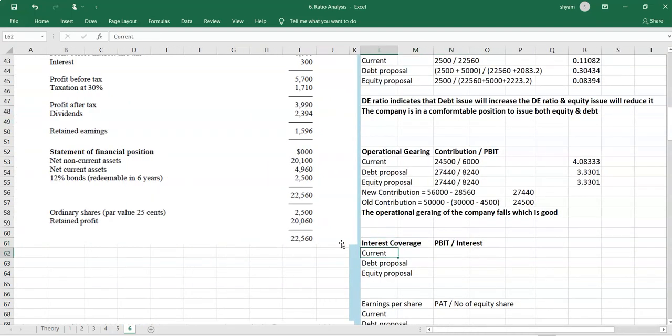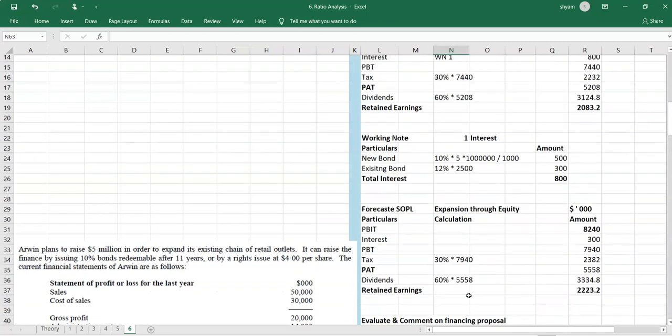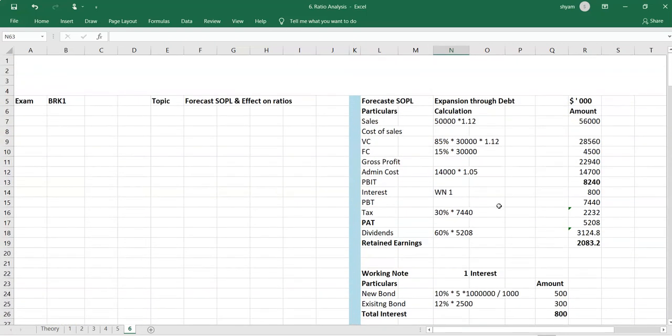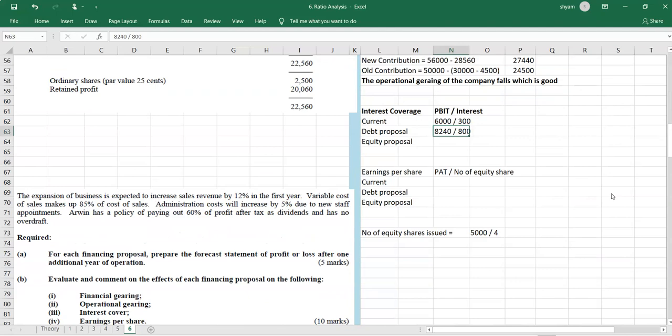So let's go for interest coverage ratio. So let's check the current one. So this is quite easy. PBIT is 6,000, interest is 300. For the debt proposal we can get it from here. Here PBIT is 8240 divided by interest, which is 800. So you can get that and put it here.